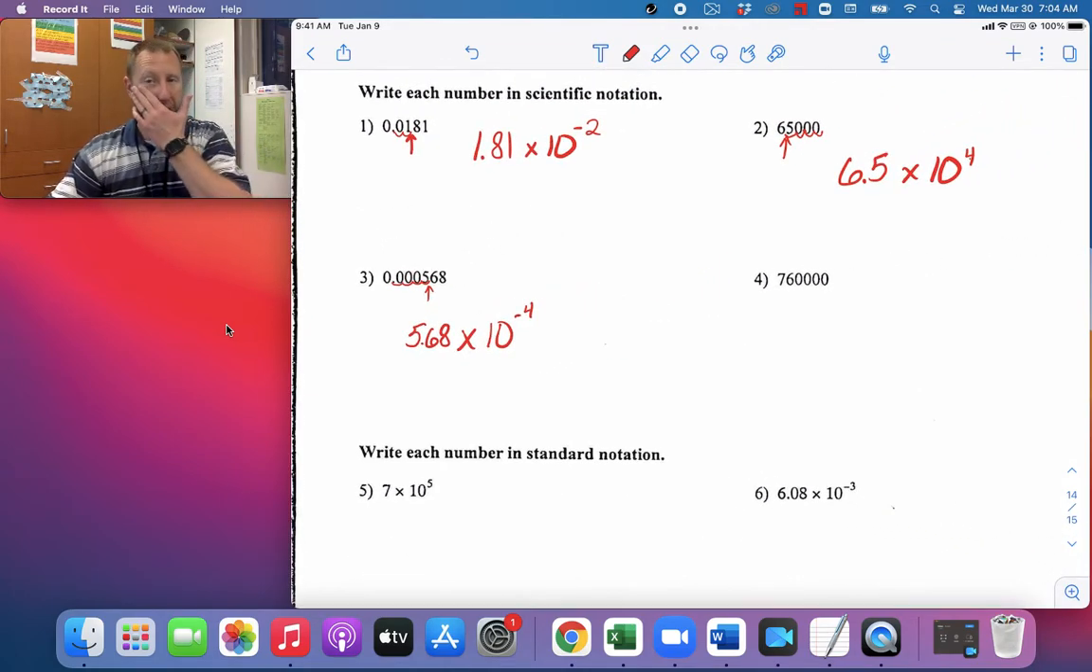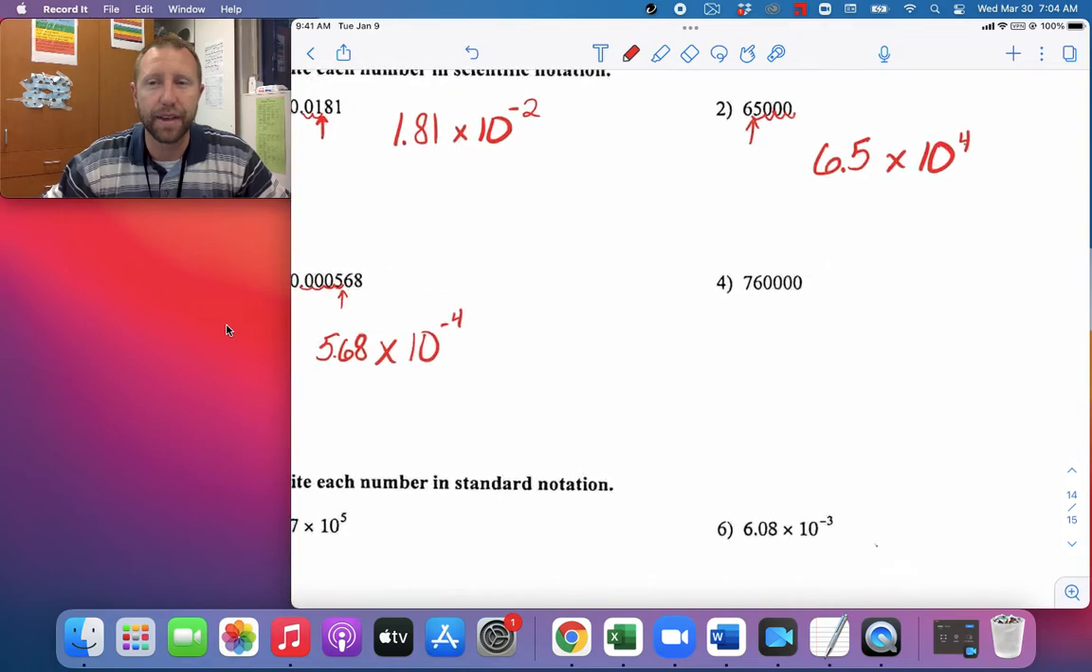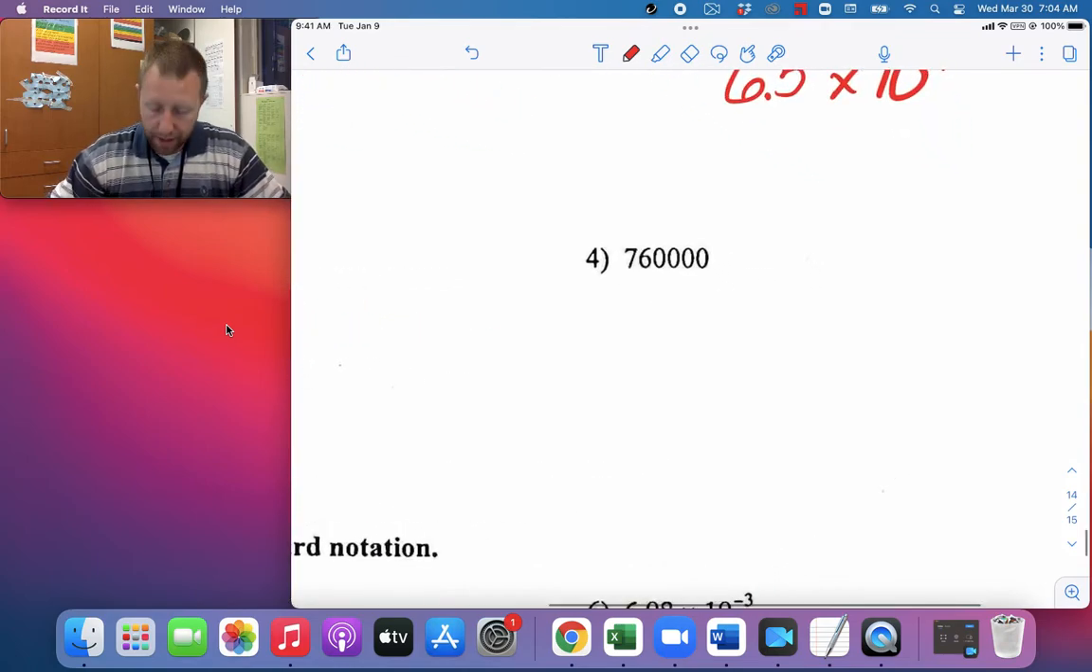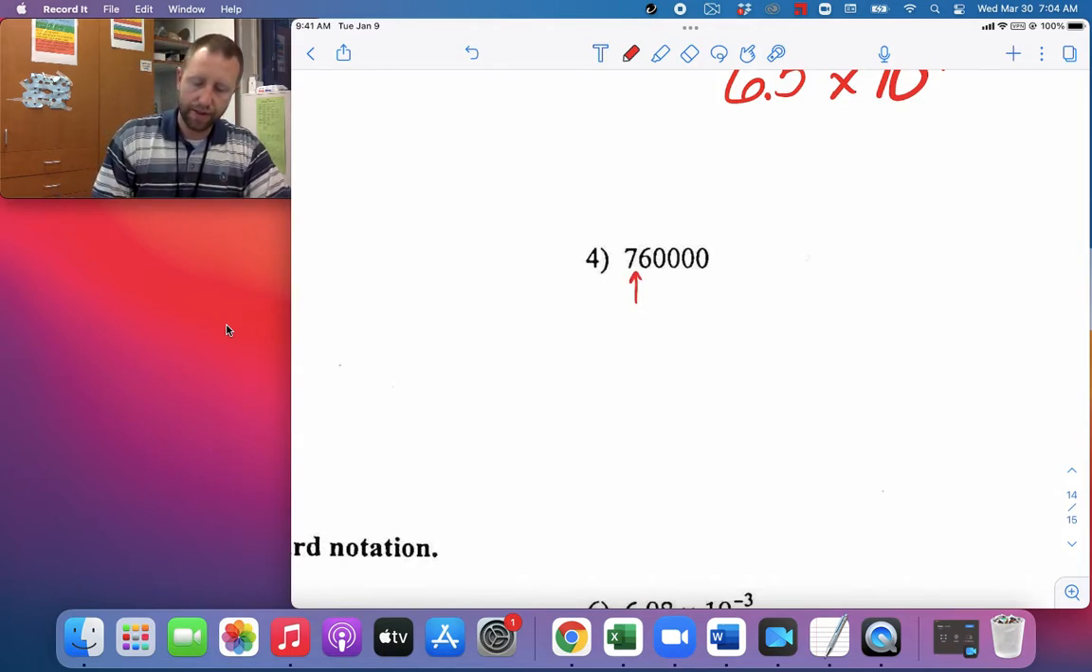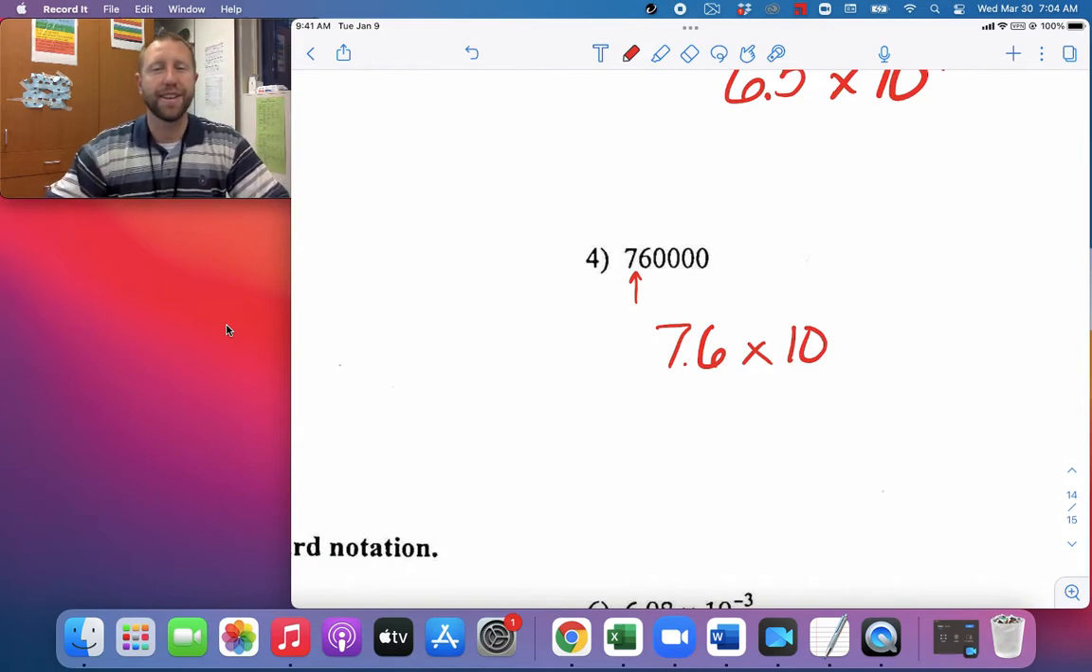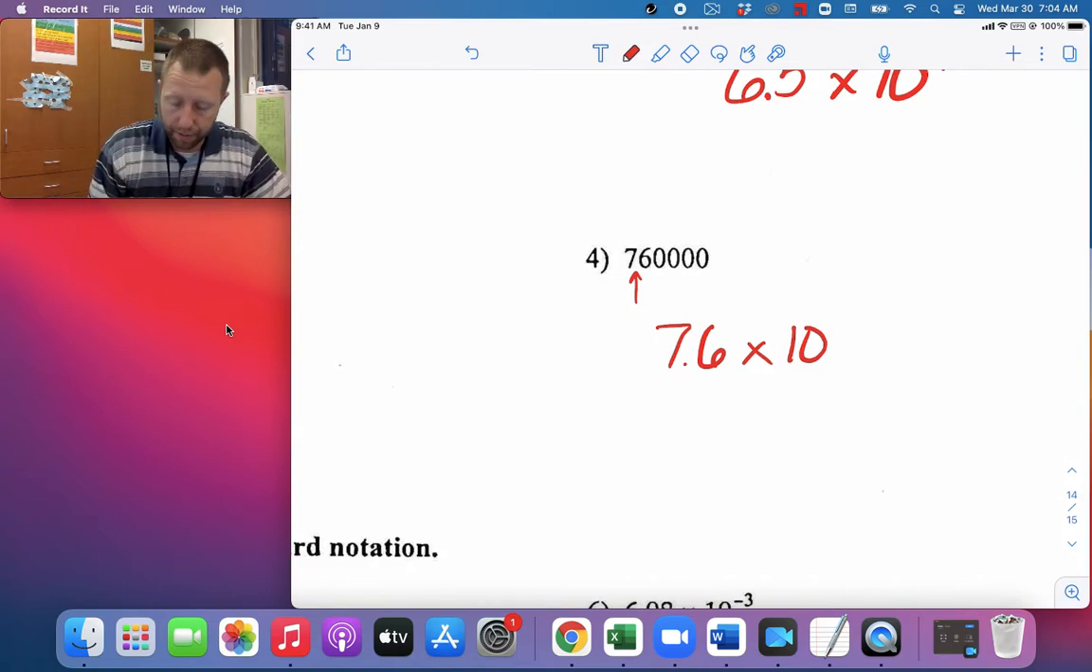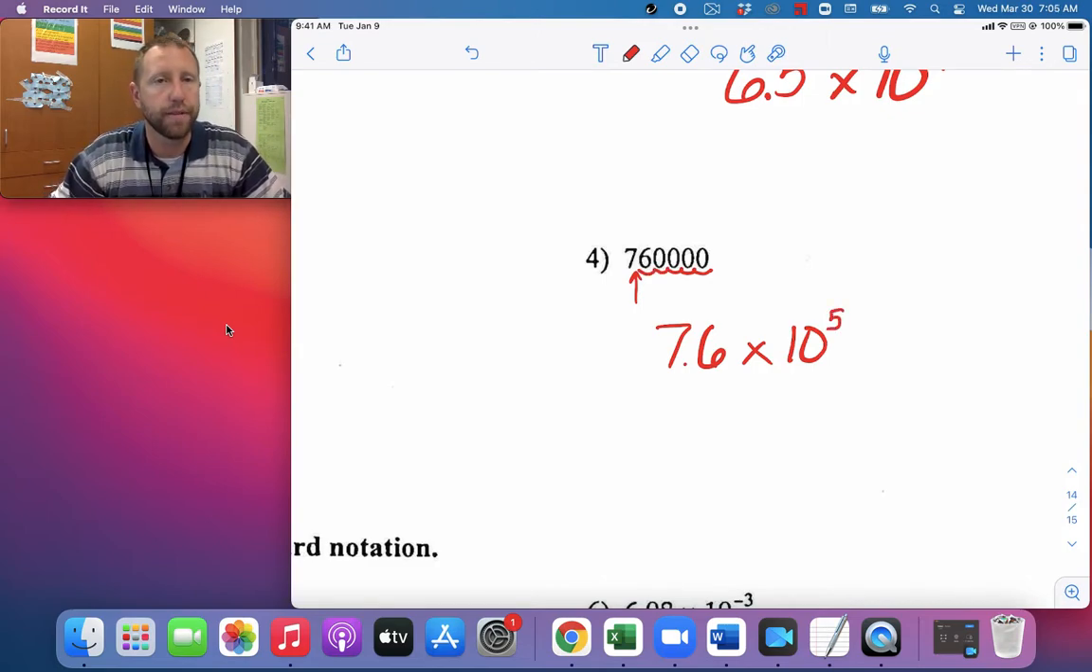And for number 4, another positive exponent. I've got a number that's greater than 1. Where am I going to put that decimal? Well, I'm going to put it right here in between the 7 and the 6. Let's not forget this time. Let's put it down first. So I've got 7.6 times 10 to the what? Well, how many places did I have to move that decimal? It was here. How many swoops? I got 1, 2, 3, 4, 5 of them. So we have 7.6 times 10 to the 5th power.